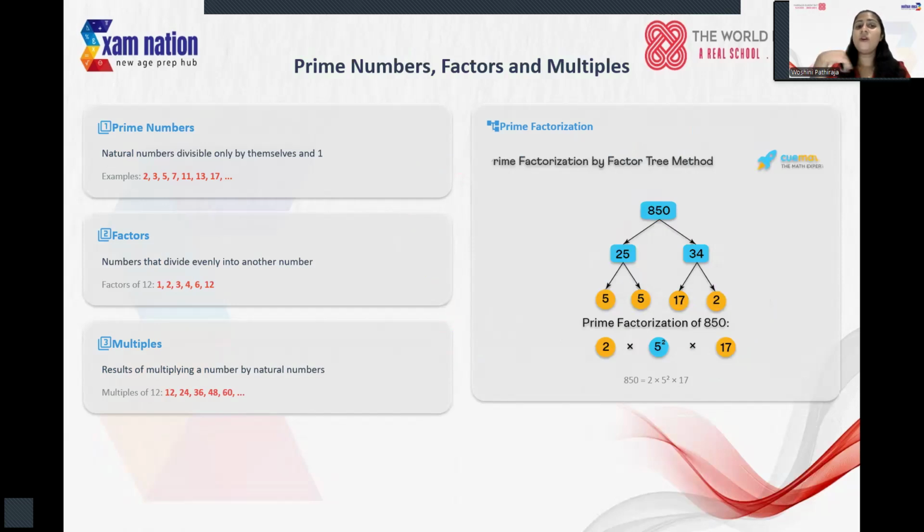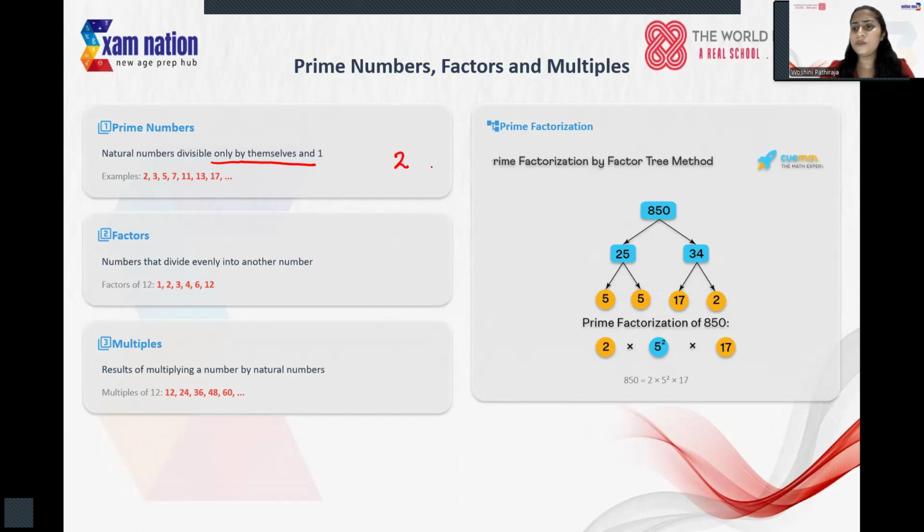Okay, let me go to prime numbers, factors, and multiples. So, what are prime numbers? Prime numbers means natural numbers divisible only by themselves and 1. Only by themselves and 1. This is important. So, look at the first one. This number 2.